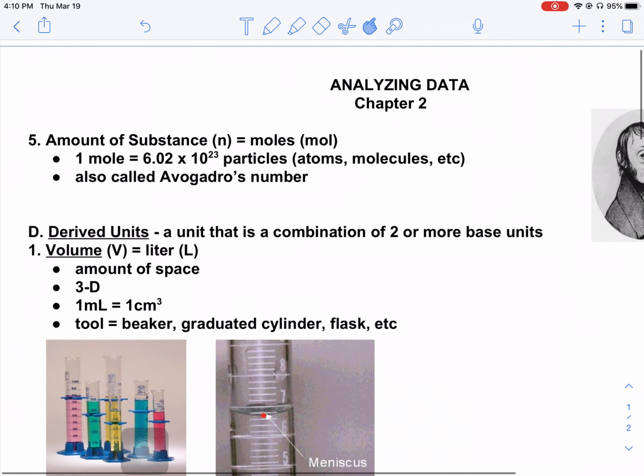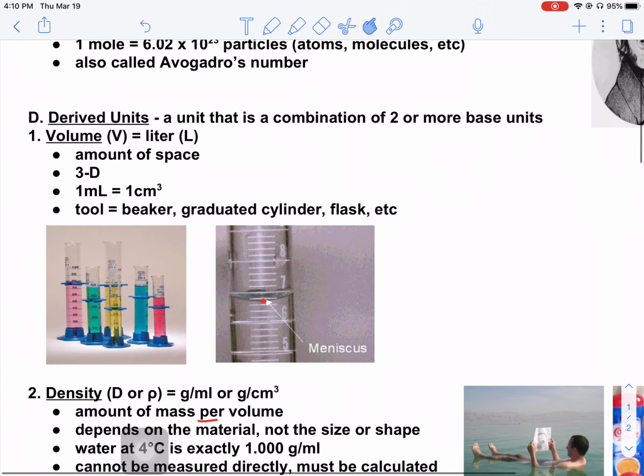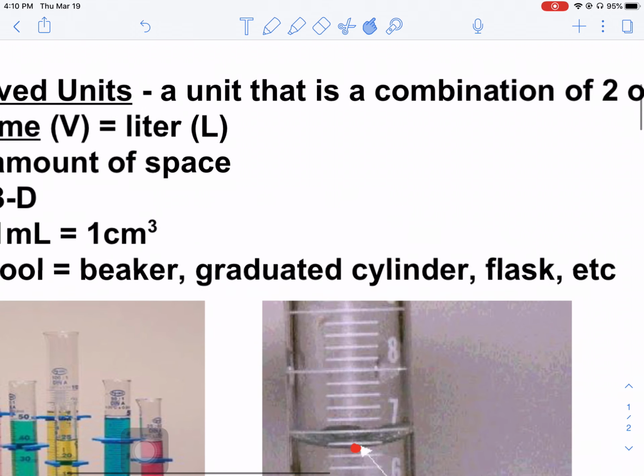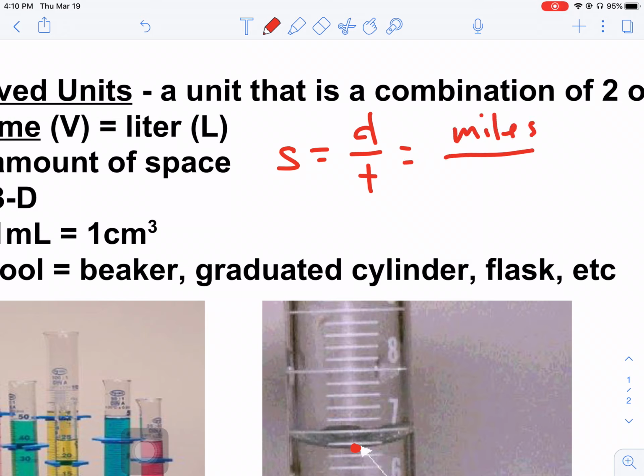Now, a derived unit is a combination of two or more base units. You might be familiar with the unit for speed. Speed is a function of distance and time. In America, we use the mile for distance and we use the hour for time, so miles per hour. If you live in the metric world, distance might be measured in kilometers, but regardless, unit on top would be distance, bottom would be time. Really, any appropriate units would work there.